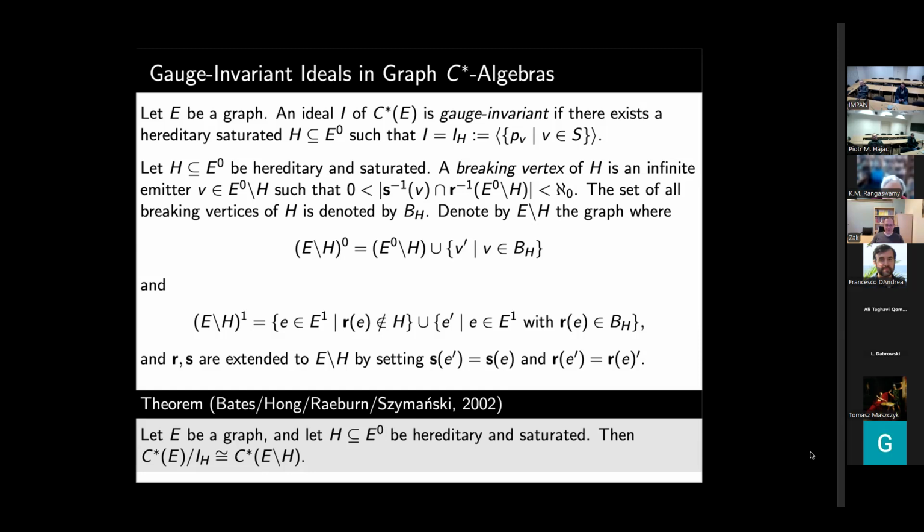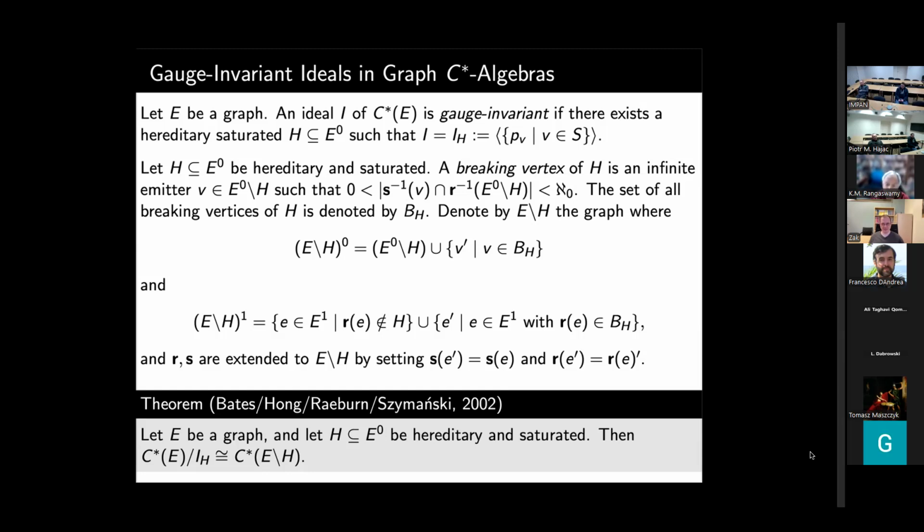So when you mod out by this ideal, you get a graph C-star algebra of a different graph. And to build this graph, you throw out all the vertices from the set you started with, and you build what people usually refer to as a quotient graph. But I came to a talk a couple of weeks ago, and Piotr really objected to calling this a quotient graph, and I agree with that adamantly. So it's not a quotient graph, and it's not quite a subgraph. You pass to a subgraph, but then you add in some more things corresponding to breaking vertices.